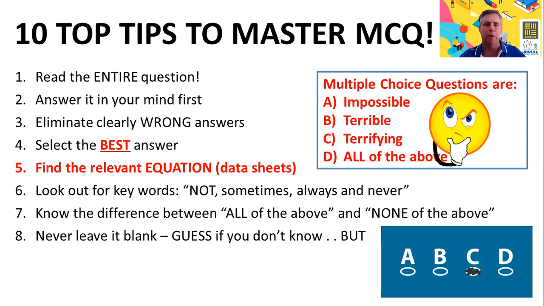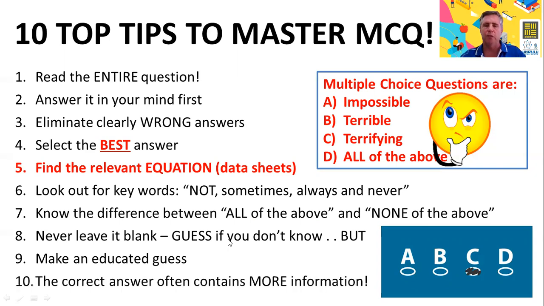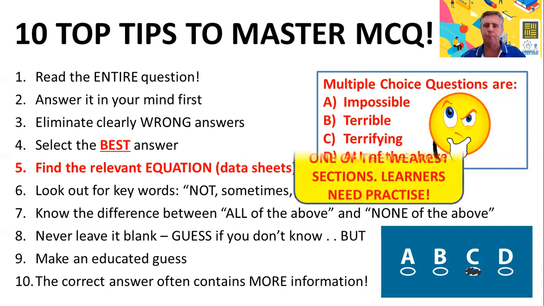We don't have negative marking at school, so take advantage of that. If you really don't know, close your eyes, take your pen and take a stab and choose one from A to D. So guess if you have to, but before you guess, make sure it's an educated guess. And you can see number 3, if you've eliminated clearly wrong answers, you're much more likely to get to the right answer. And finally, just a tip that the correct answer often, but not always, contains more information.